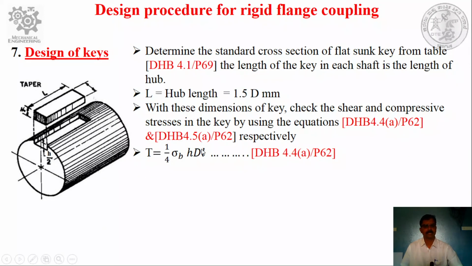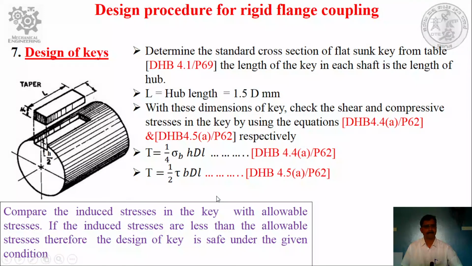The torque transmitting capacity with the bearing is T is equal to 1/4 into sigma B into H into D into L, and the shearing capacity while transmitting the torque is T is equal to 1/2 into tau into width into D into L. Comparing the individual stress in the key with the allowable stresses, the individual stresses are less than the allowable stresses, therefore the design of the key is safe under the given condition.